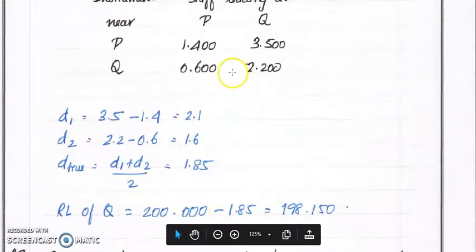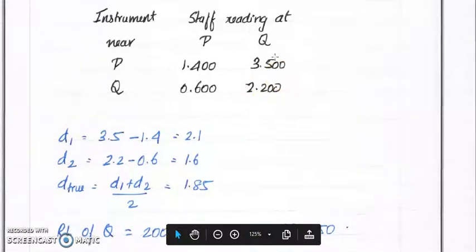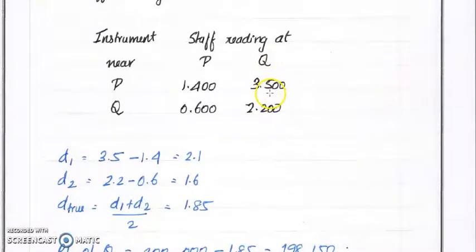You may ask, sir, how is it minus? Because the leveling readings are higher, which means the ground is far lower with respect to the adjacent embankment. Okay, next.